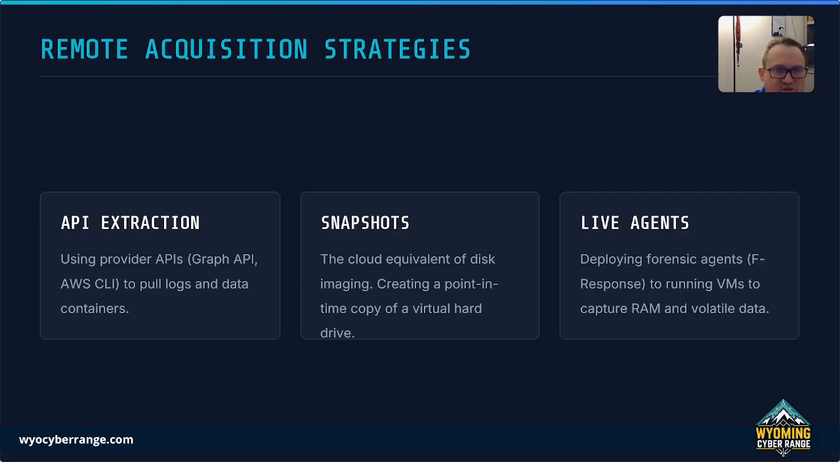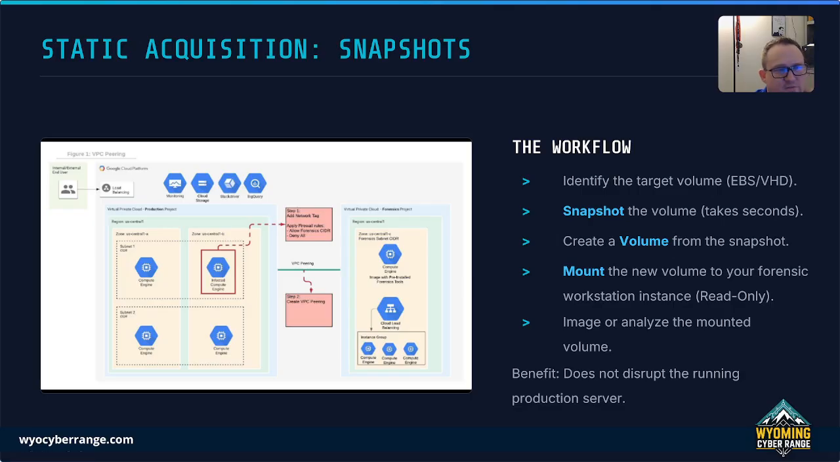Now, for the exam, make sure that you understand that API extraction is fundamentally changing forensics, okay? Instead of connecting a hard drive to a USB, we're going to have to use things like Python scripts and REST APIs to download forensic evidence directly from a cloud provider's infrastructure. Now, let's talk about snapshots a little bit.